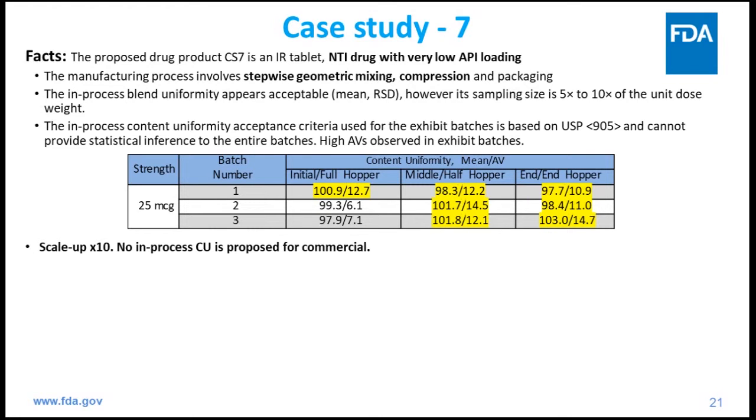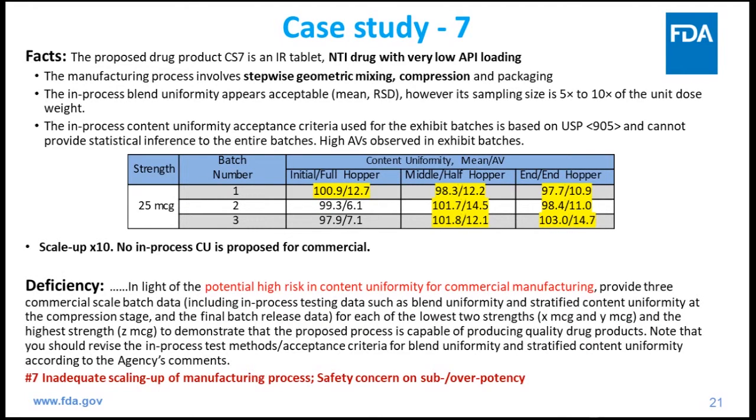risk in CU. Our reviewer caught this issue, and they said, since there is a very high risk in CU for commercial manufacturing, we ask you to provide 3 commercial scale batch data, including BU and CU, and also the release data for the lowest 2 strengths and the highest strength to demonstrate that the proposed process is capable of producing quality drug products. For this one, the concern is mainly on the CU of this very low loading API product.